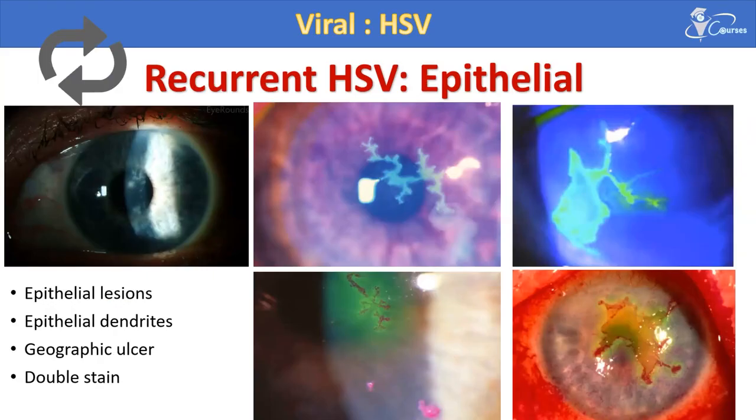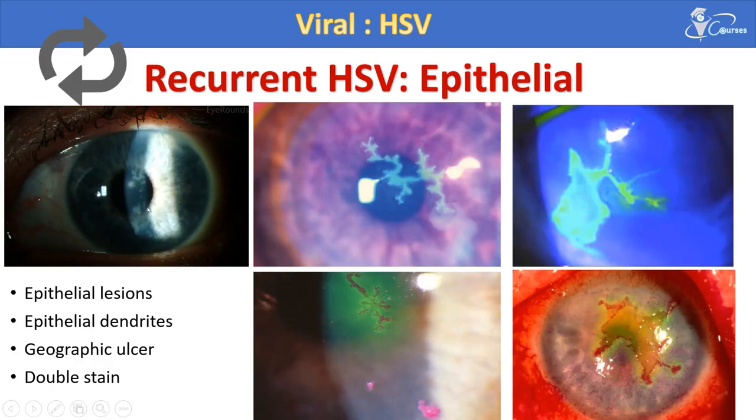After that, the herpes simplex virus becomes dormant in the body and becomes reactivated later on in periods of stress or decreased immunity. So when the recurrent herpes simplex is recurring, it will present with specific features. Like it will differ whether it is epithelial or stromal viral keratitis. What happens if there is reactivation of the herpes virus in the epithelium? This will result in epithelial lesions.